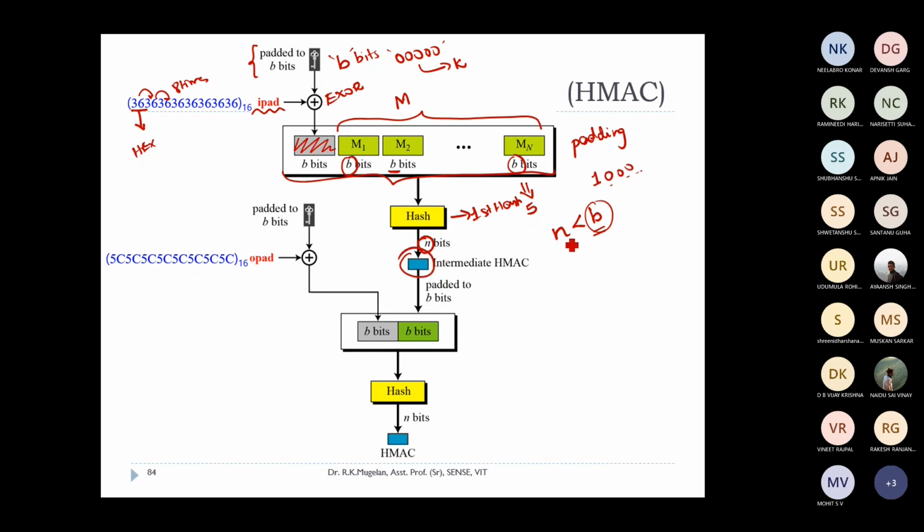But since it is lesser than B, I am going to pad it again with bits in order to make it B bits, and I'll keep that B.